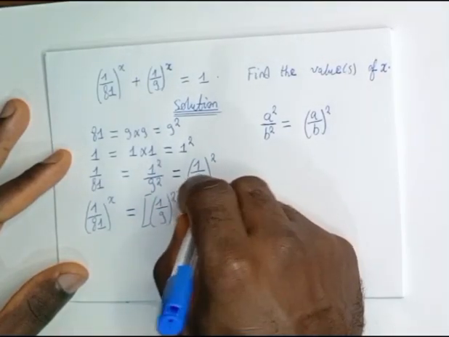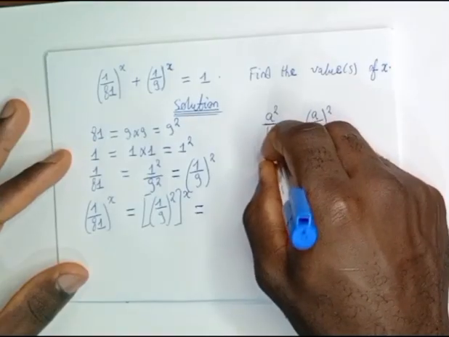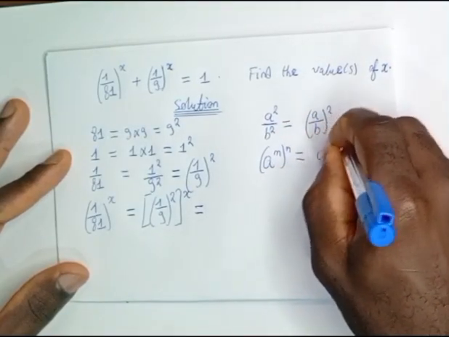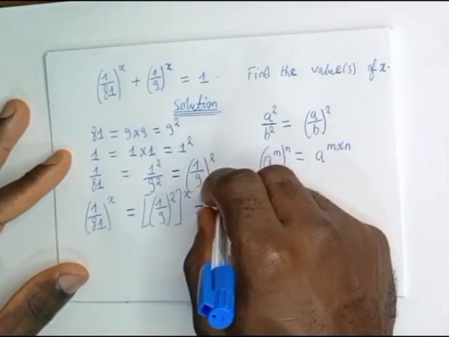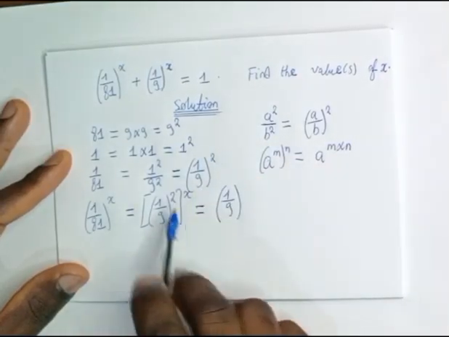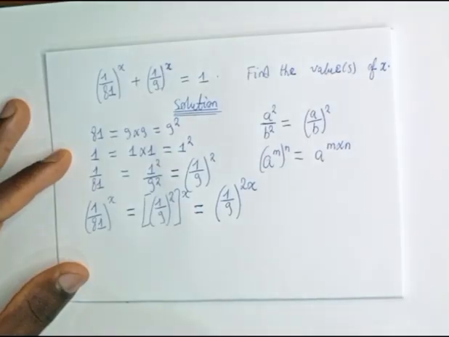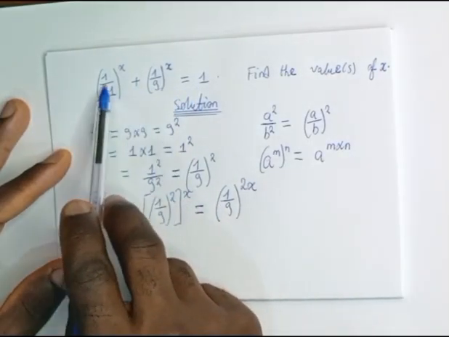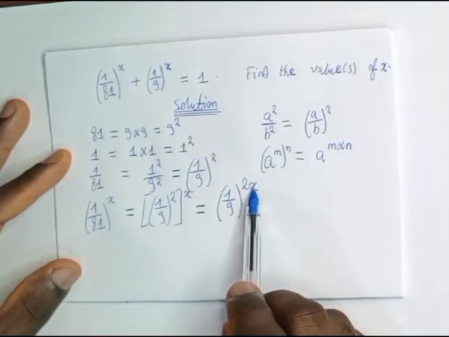And this will simply be equal to, remember, a raised to the power m, all this raised to the power n is simply equal to a raised to the power m times n. This will simply be equal to 1 all over 9, all this raised to the power, we multiply the powers, 2 times x gives us 2x. In the given problem, we are simply going to replace 1 over 81 raised to the power x with 1 over 9 raised to the power 2x.